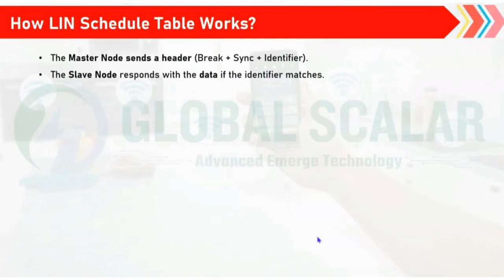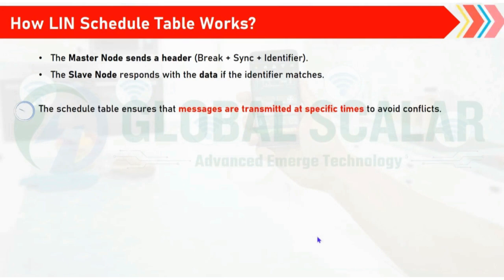How does this LIN schedule table work? The master node sends the header: the break, sync and identifier. The slave node responds with the data if the identifier matches. And the schedule table ensures that messages are transmitted at specific times to avoid conflicts.